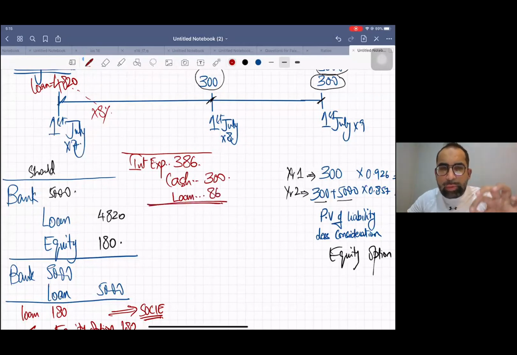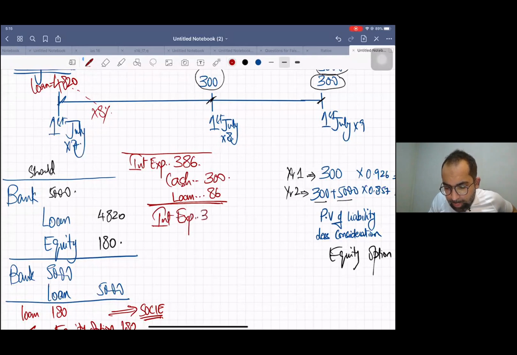This entry the accountant should have made for interest. But what entry did he actually make? Go and read the question. He only made the entry for physical interest, that is, debit interest expense and credit cash.